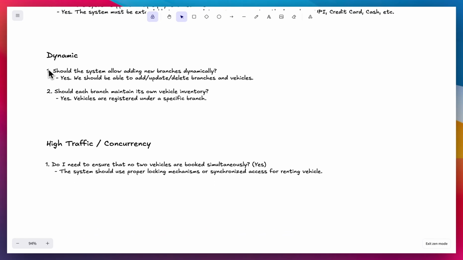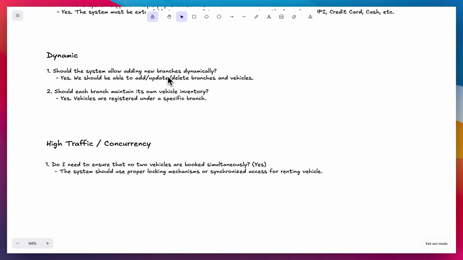Now the requirements under the dynamic category. If you remember, the dynamic category means the user or the admin will give the input. So the first point that you can ask is, should the system allow adding new branches dynamically? Yes, it should allow. Like I as an admin should have different functionalities like update, delete, add. Basically I should have CRUD functionality on the branches.